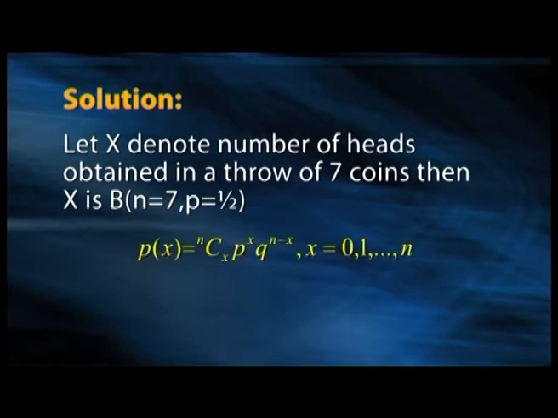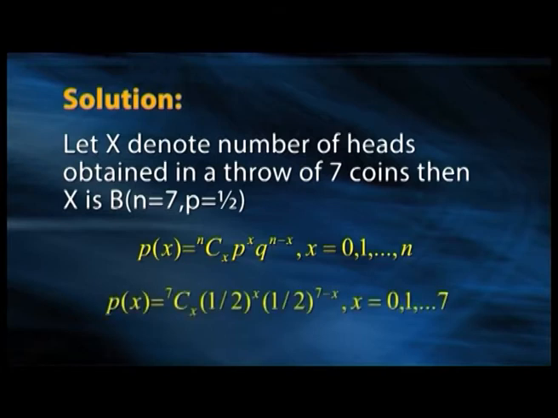Hence probability mass function P of X is equal to nCx p power x into q power n minus x, where x takes values 0, 1, etc., n. That is P of X is equal to 7Cx into half power x into half power 7 minus x. Here, the frequency of tosses with at least 3 heads is required to be found. Hence, first we find the probability of getting at least 3 heads, and then we multiply this probability by the total frequency.